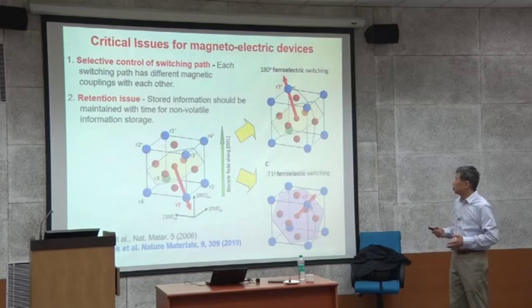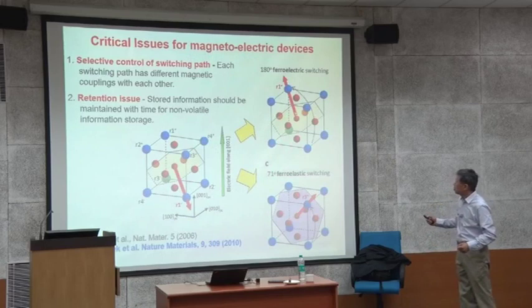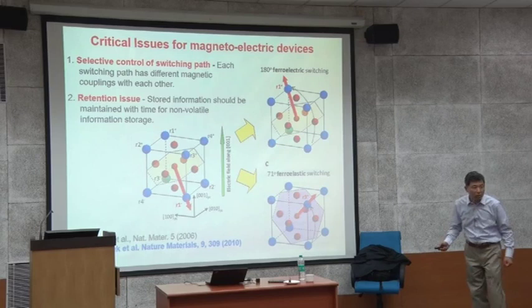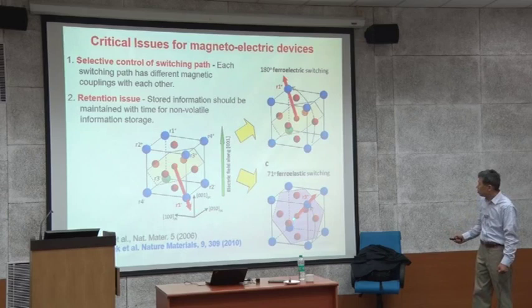The 71 degree switching is basically these two. Look at this one. This is one R1 position here, and another R1 position is in that direction, the 71 degree switching. From here to here is 71 degree switching. Okay? Can you see that? From this down direction to the up direction, the angle between this one and that one is 71 degree.